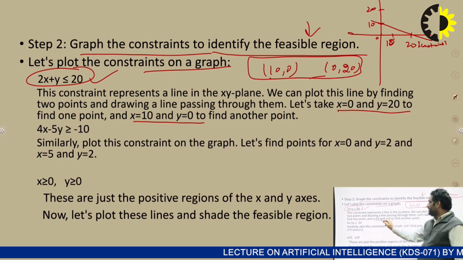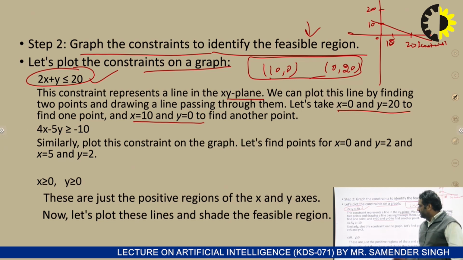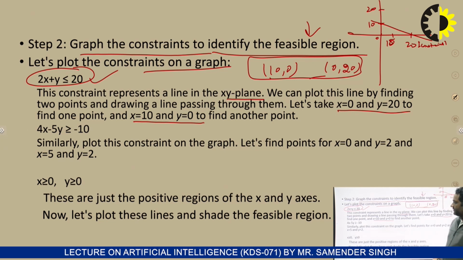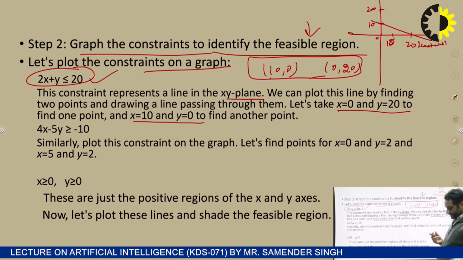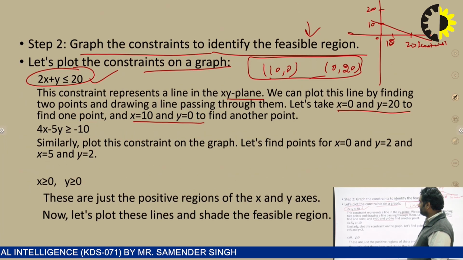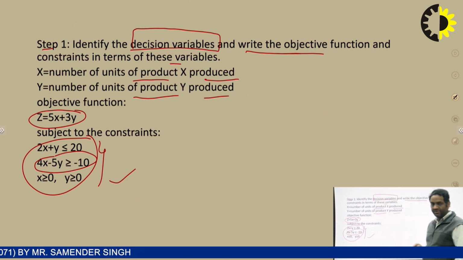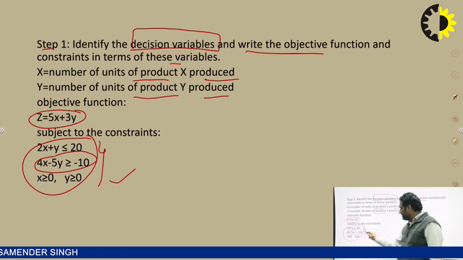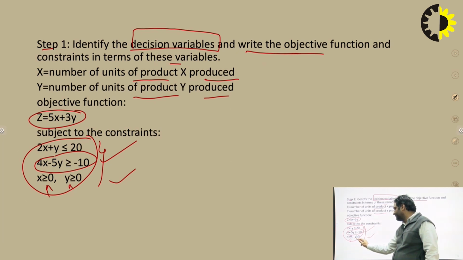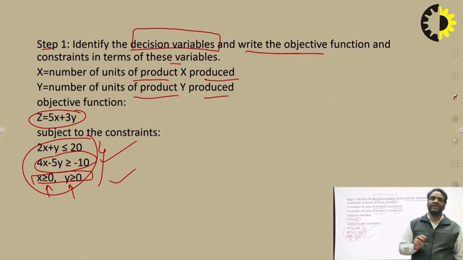This constraint represents a line in the xy plane. We can plot this line. In the same manner, we need to find the second constraint line. So what is the second constraint? This is our second constraint. In the same manner, we need to find the line representing this one, and in the same way, we need to find the lines of the other two. You can see the lines denoting these two will be in the first quadrant, or we can say the positive quadrant of the xy plane.